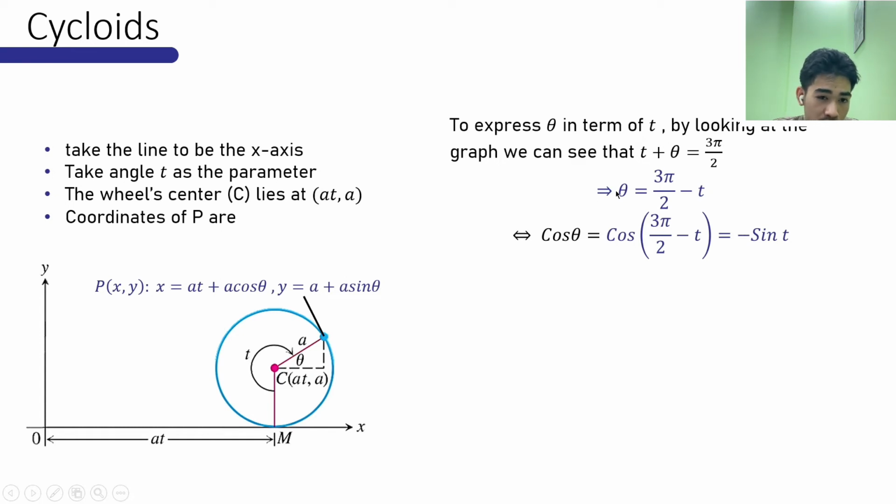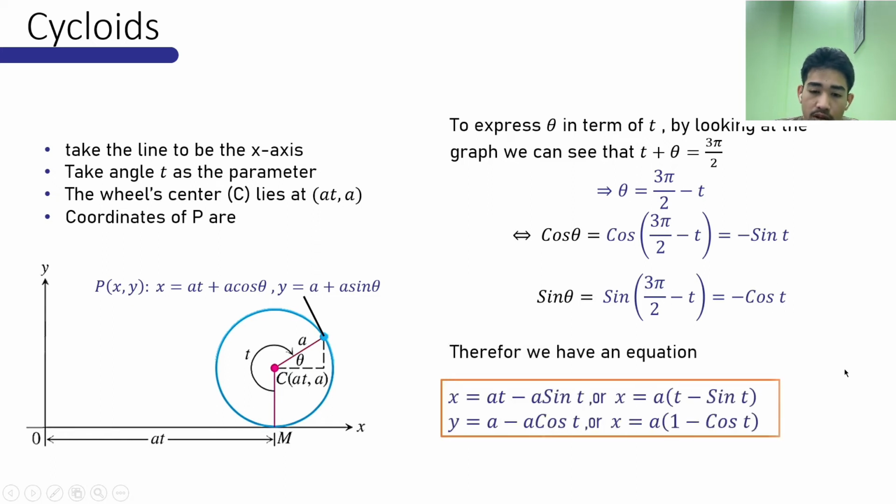We can solve for theta and substitute it into cos theta and sine theta. For cos theta, substituting using the trigonometric identity, we'll get minus sine t, and the same with sine theta, we'll get minus cos t. So this means that we can plug this into our P equation here. So the equation of the cycloid will be x equal to at minus a sine t, y equal to a minus a cos t. We can also factor a out of here as well.